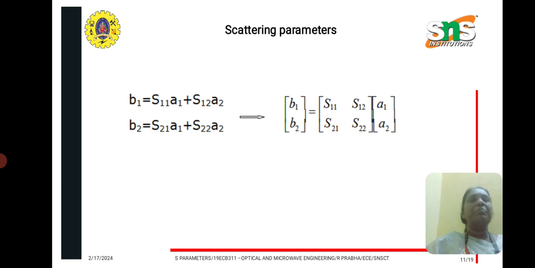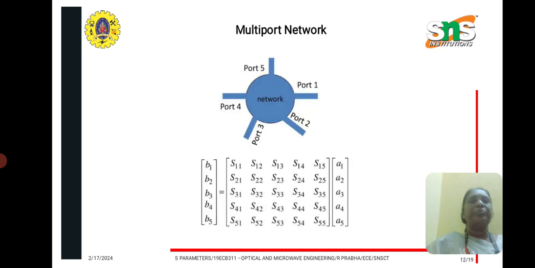So we can simply write the scattering parameters in matrix form. B1, B2 is equal to the matrix of S11, S12, S21 and S22 multiplied by the A matrix, A1 and A2. So here B1 can be represented in equation form as S11 A1 plus S12 A2, and B2 is equal to S21 A1 plus S22 A2.